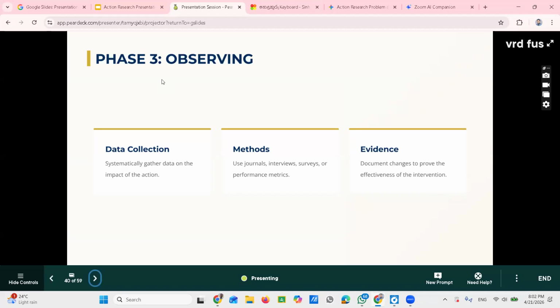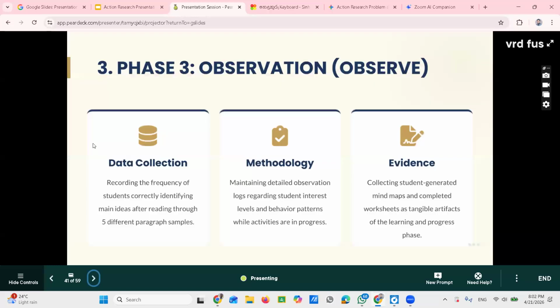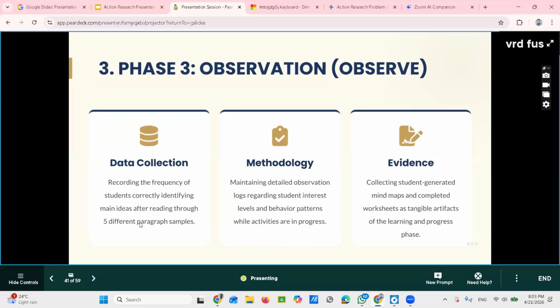Right. Now try to apply these three things to the example that we discussed earlier. The same example. Here I continue with the third step, observation, the data collection. Look at the statements here under data collection. First, read it: recording the frequency of students correctly identifying the main idea after reading through 5 different paragraph samples. Right, this is one of the important data the teacher is going to collect.